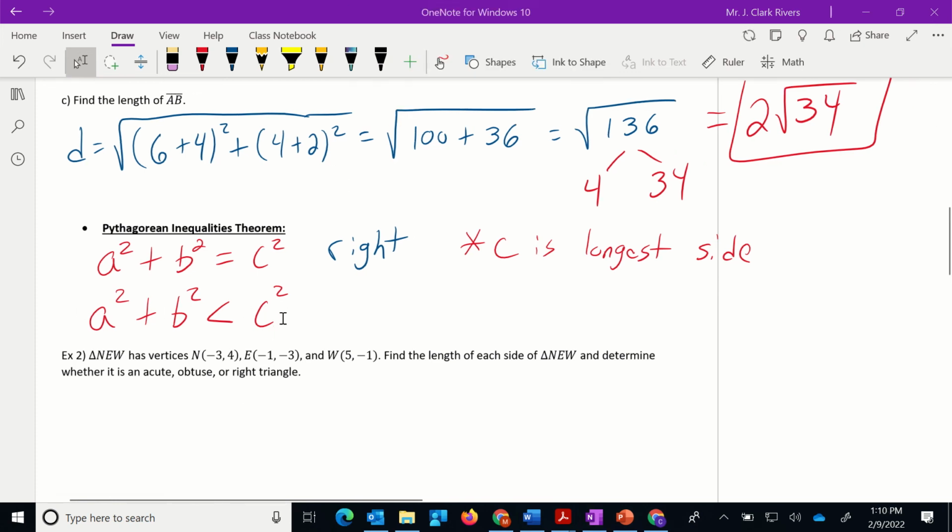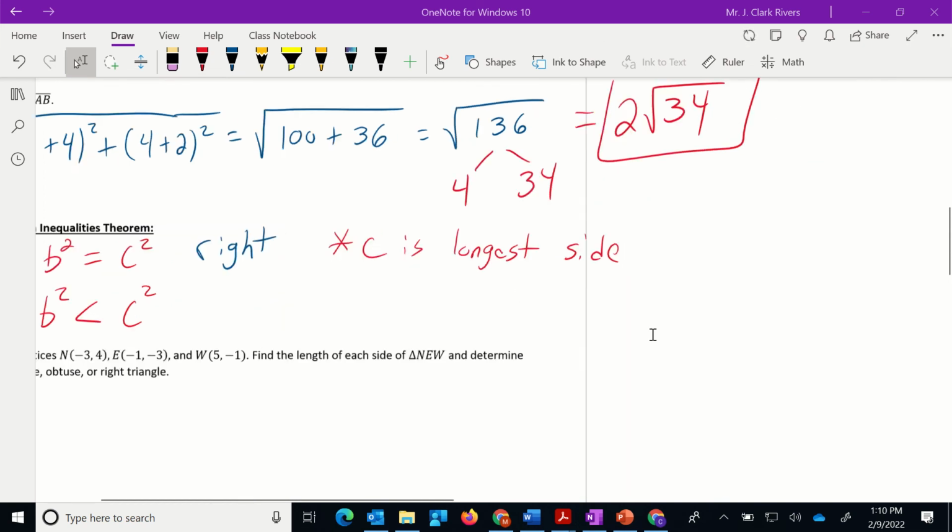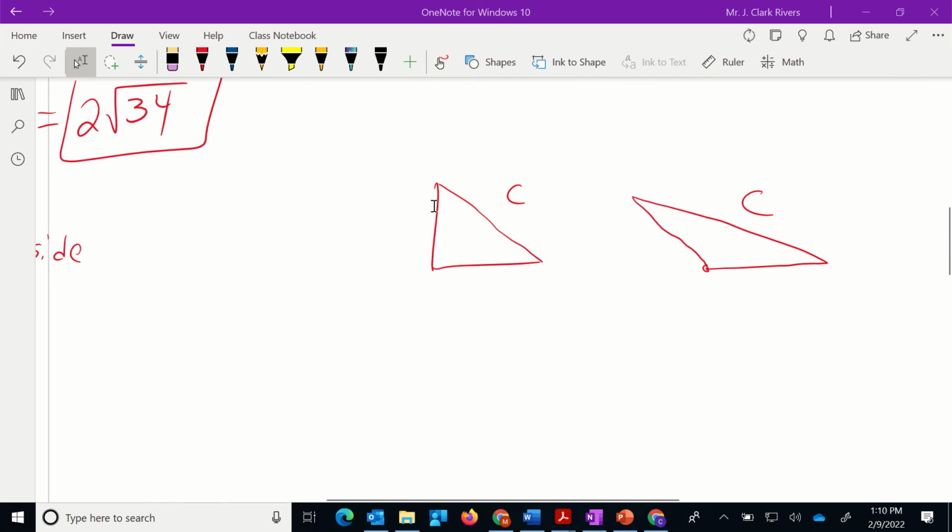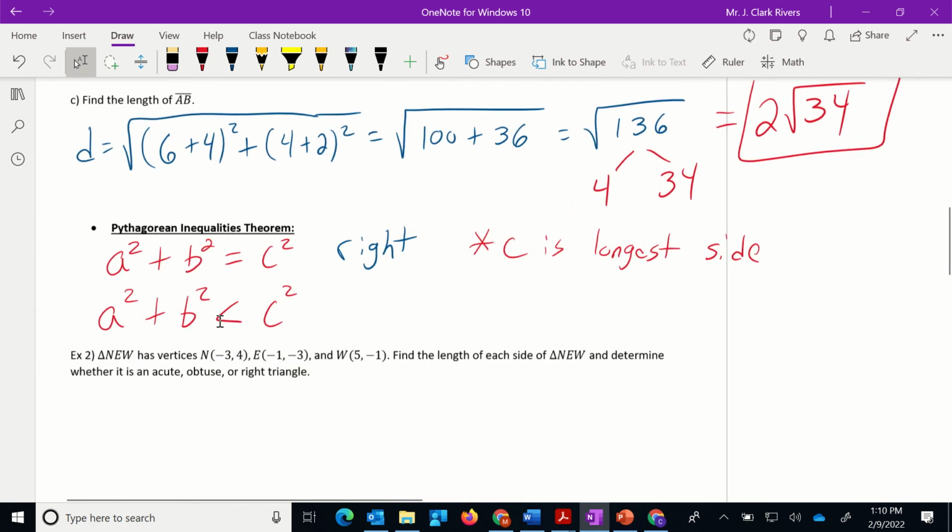Okay, so in this situation we're saying that C is longer relative to the other two sides. So if you were to draw this out, here's a right triangle where C is the longest side. And if I want C to be longer, it looks like this. Your longest side is longer relative to the right triangle. It's an obtuse triangle. So that's going to be obtuse.